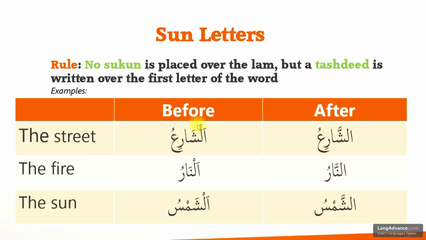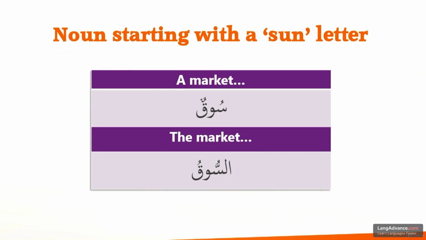Example, the street, al-shari'u. That's the obvious way to write it, but after the modification it becomes ash-shari'u, because shin is part of the sun letters. The fire, al-naru, becomes an-naru. The lam has the sukun removed and the noon is doubled with shadda. The sun, al-shamsu, becomes ash-shamsu. Lam has the sukun removed and the shin has the shadda on it. This is another example, a market, suq. Sin is part of the 14 sun letters, so instead of al-suqu, it becomes as-suqu. The market, as-suqu.